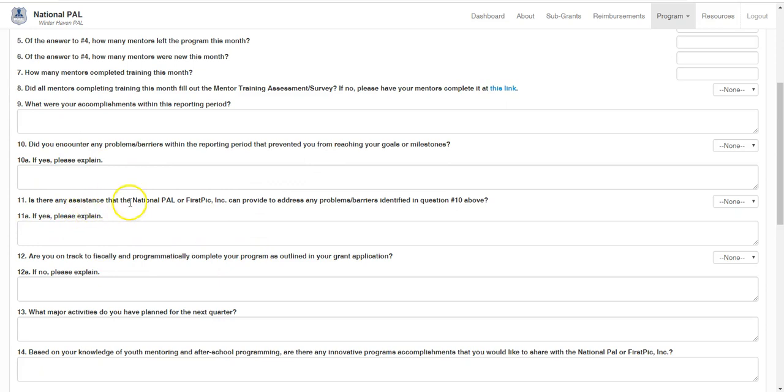Number 11, is there any assistance that the National PAL or First Pick can provide to address any problems or barriers identified in question number 10 above? If you've run programming in December, go ahead and answer that as you typically would. If you've finished up programming already in November or before then, you can simply answer no. And then the next question, 11A, just put NA if you finished prior to the start of December. If you've continued programming, go ahead and answer that as usual.